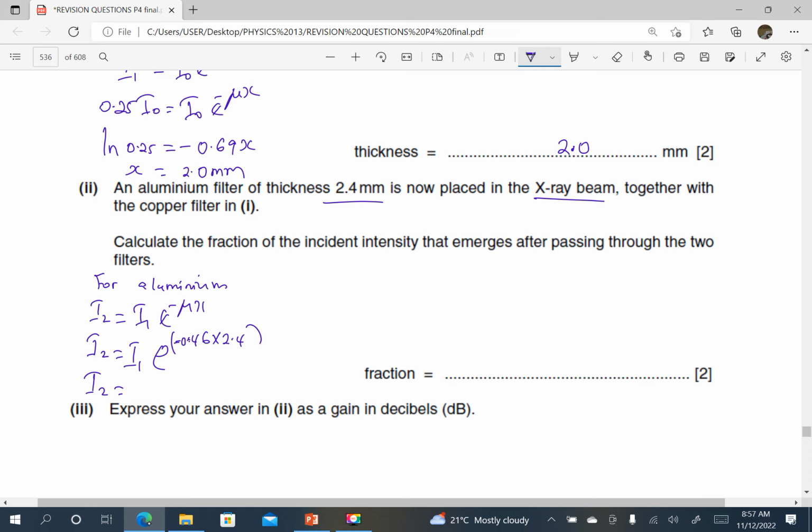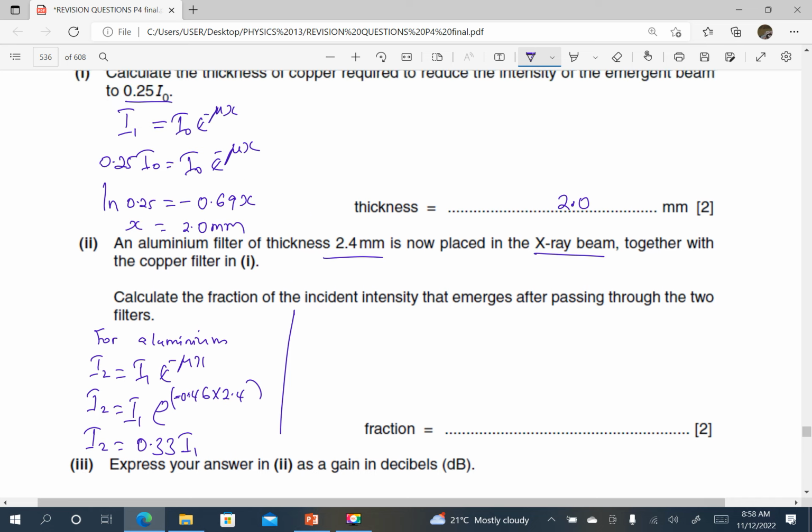So from my calculator, I'm getting I2 as 0.33 times I1. But I want the fraction of the incident intensity that emerges after passing through, so I have to remove I1 and put there I0. Remember from the previous part, I1 is 0.25 I naught. So it means I2 is going to be 0.33 times 0.25 I naught. So the fraction is I2 over I naught, as required, which is the product of 0.33 times 0.25.